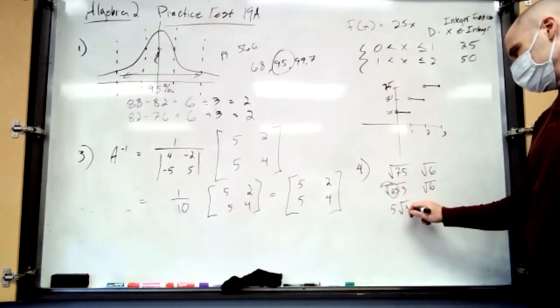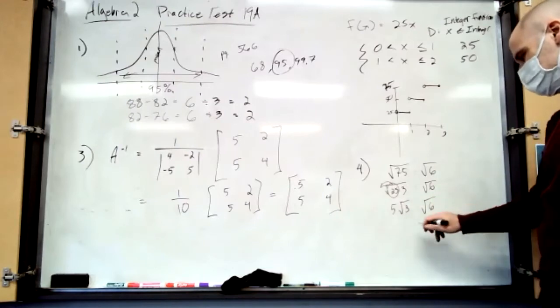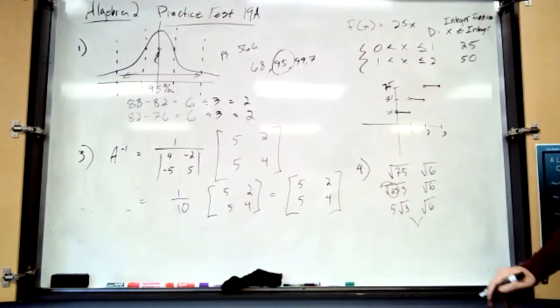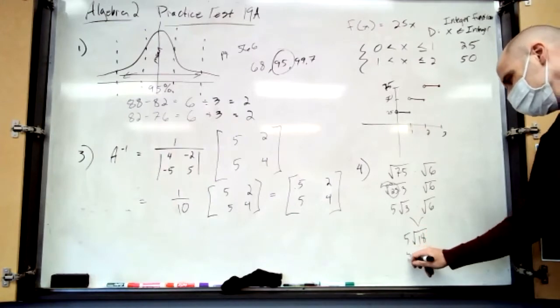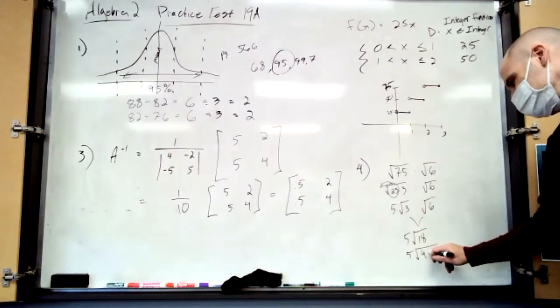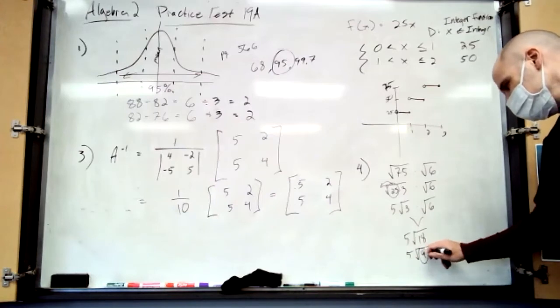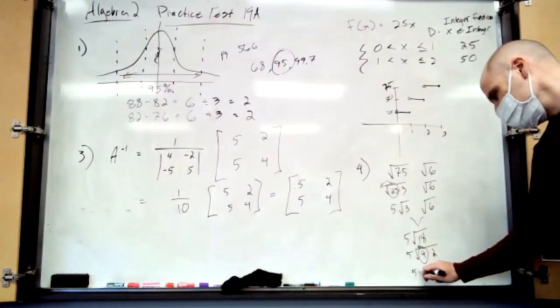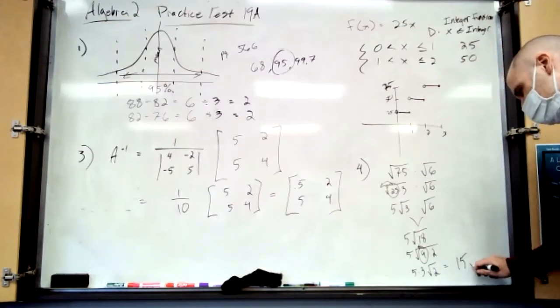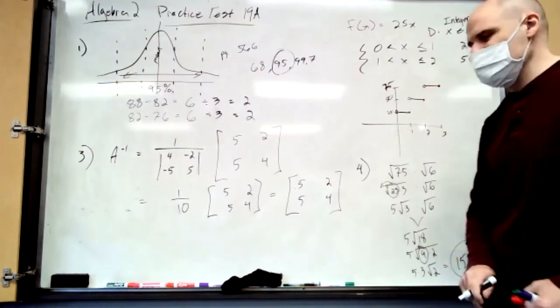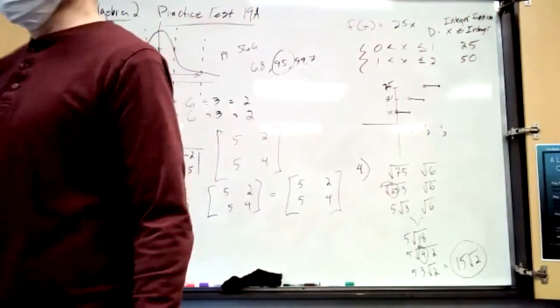So 5 radical 3 times radical 6. So just multiply the radicals together. 5 radical 18, and then, hey, radical 18 is 9 times 2. So pull the 9 out, and it becomes a 3. So 5 times 3 radical 2. So final answer, 15 radical 2. You guys good with that? Okay.